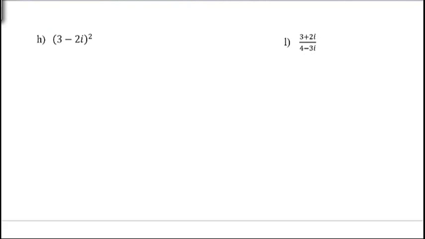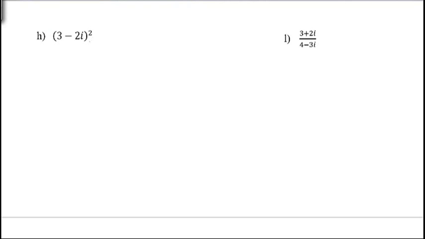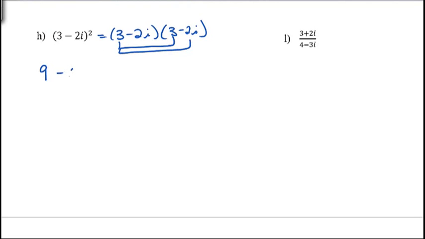In this next example, we have 3 minus 2i, that quantity squared. So remember, this is really 3 minus 2i times 3 minus 2i, so we have to do FOIL. So 3 times 3 gives us 9, and 3 times negative 2i gives us negative 6i, and negative 2i times 3 gives us another negative 6i, and negative 2i times negative 2i is positive 4i squared.